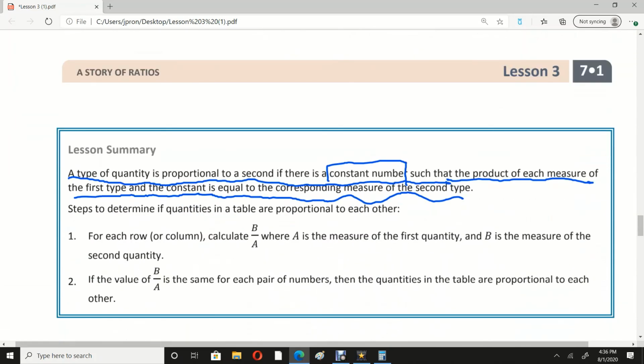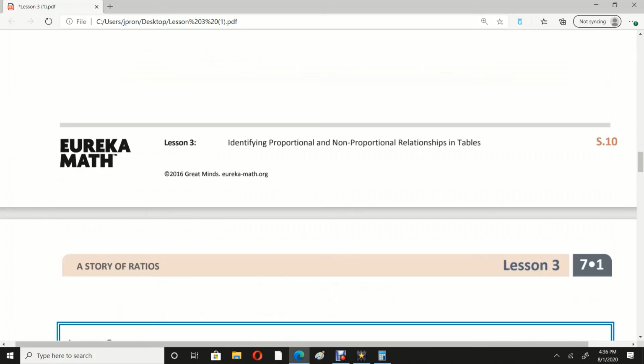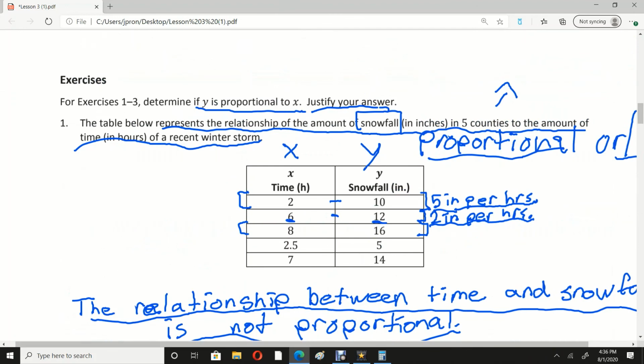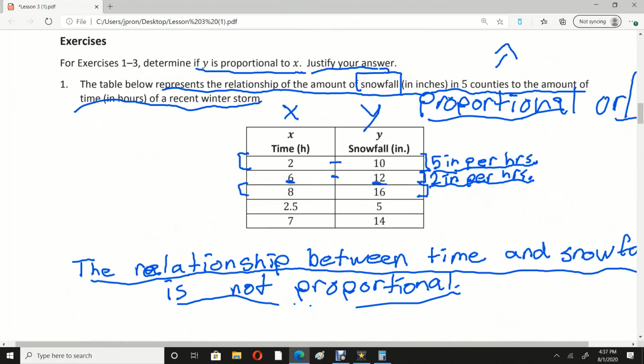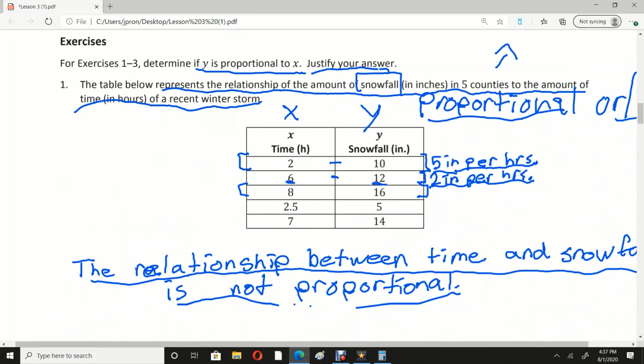And here you have some steps to determine the quantities are proportional for each row. Calculate B over A. Again, we talked about this, right? And when they say B over A, they're just saying one of the numbers over the other number, right? So like in these examples, this is the first example. So in this one we divided both, right? We divided the time by the hours and the hours by the time, or the inches by the time. Yeah. So okay, great, awesome.